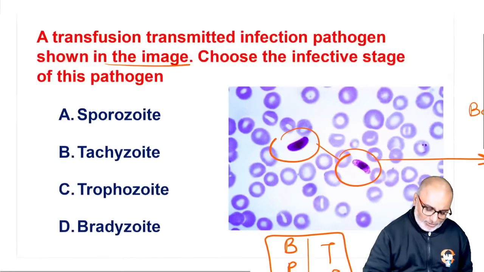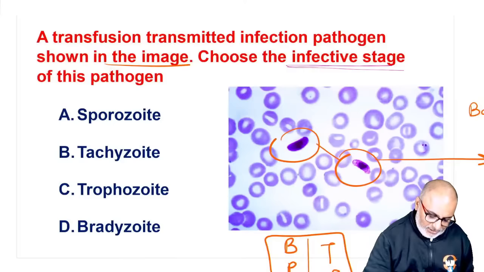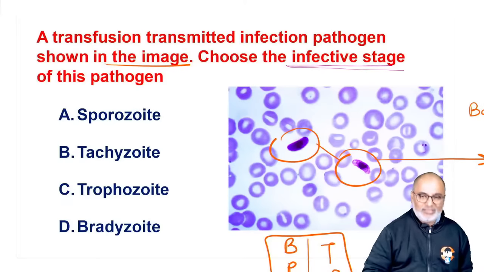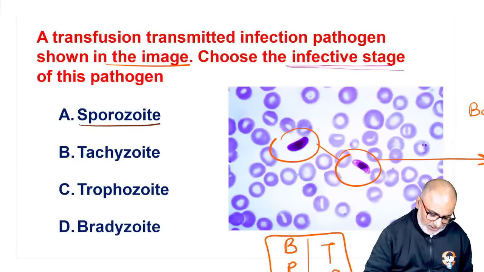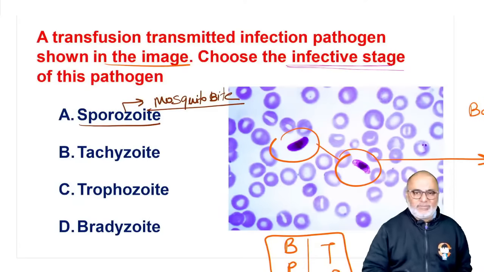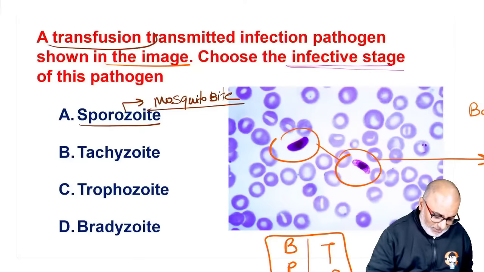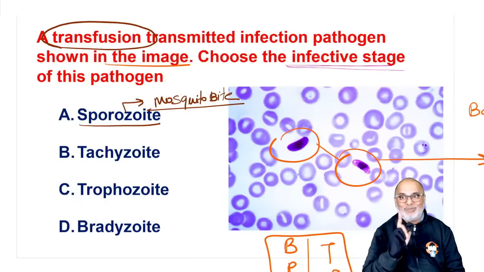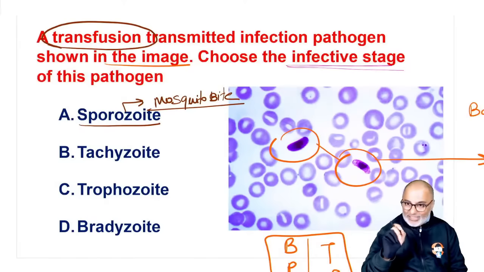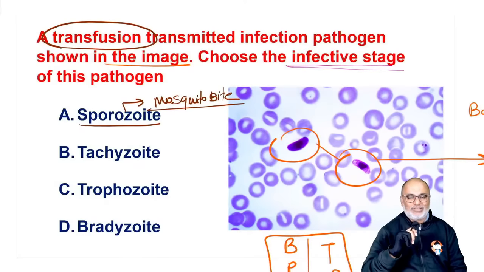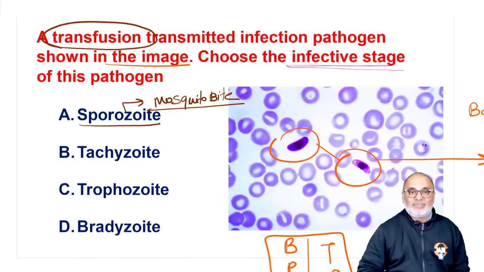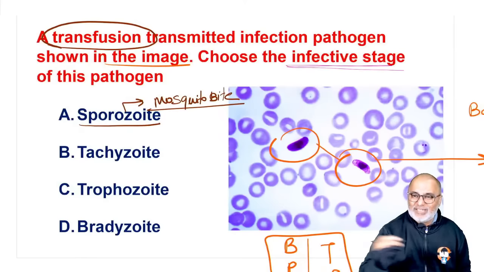What is the infective stage? In routine, normally the infective stage is sporozoite, and the mode of transmission is female Anopheles mosquito bite. But it is blood transfusion that is important, my dears. That is the key point. If the question is very simple, you need to read one more time, a little slowly. In transfusion malaria, the infective stage is directly from RBC. We are giving RBC, not a mosquito bite.